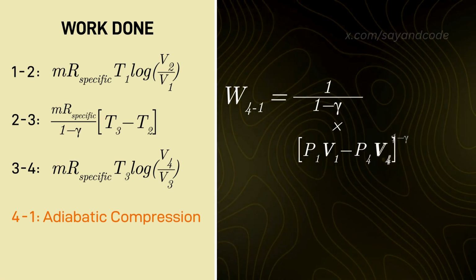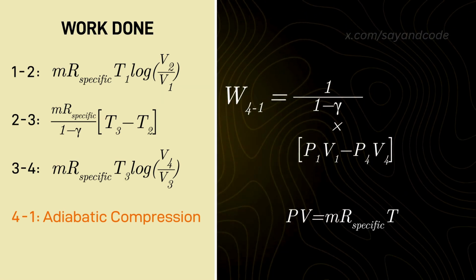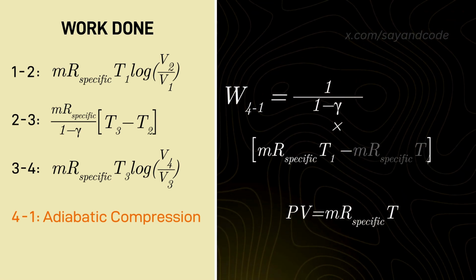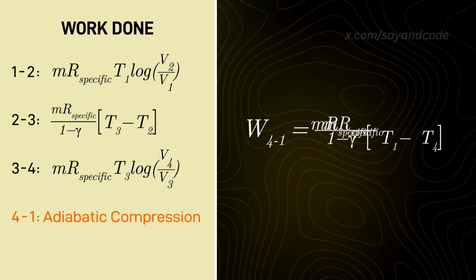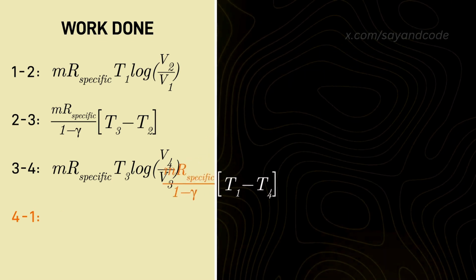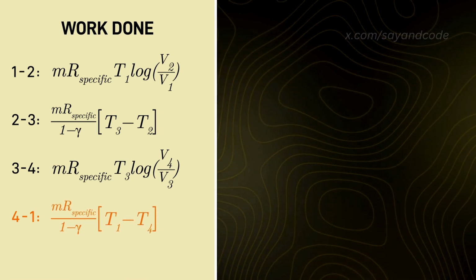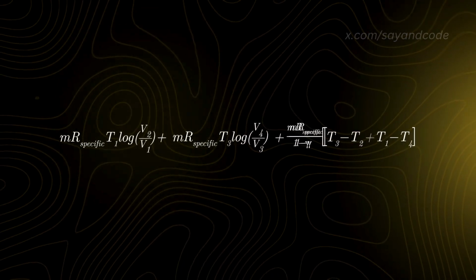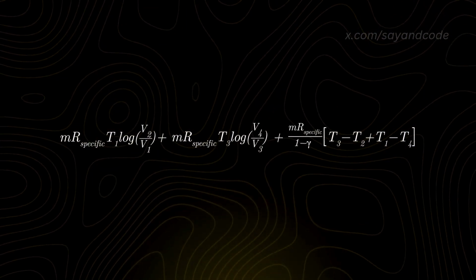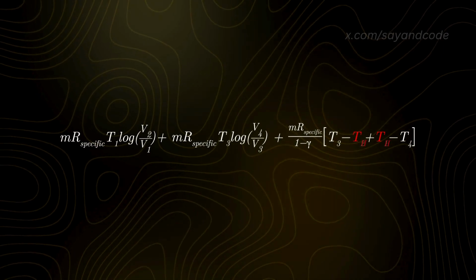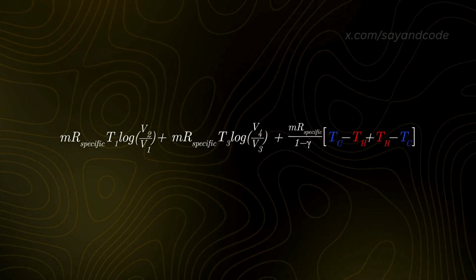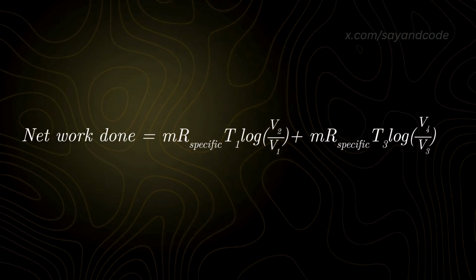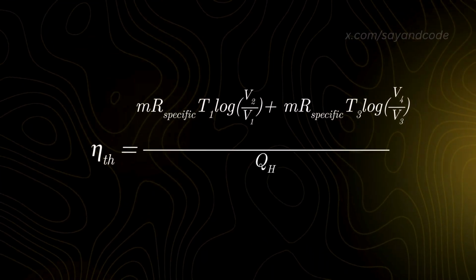V1 minus P4 V4. Using the ideal gas law, we can rewrite the PV terms as MR specific T1, and MR specific T4. And so the work done in process 4 to 1, is MR specific by 1 minus gamma, into T1 minus T4. Adding all these together, we can take the T terms common. Since process 1 to 2 and 3 to 4 are isothermal, T1 and T2 are both TH, and T3 T4 are both TC. So we can cancel these 4 terms, and the last term can be removed. We can use this expression in the equation for efficiency.